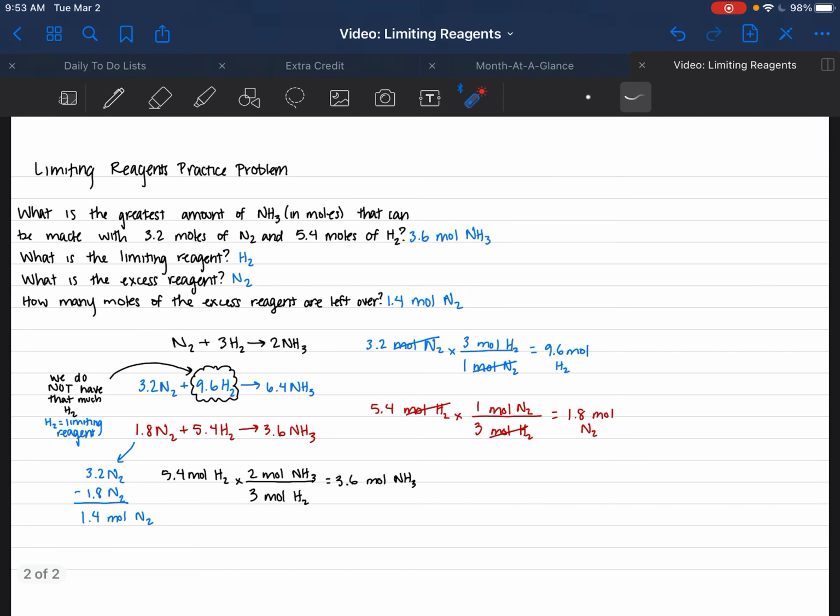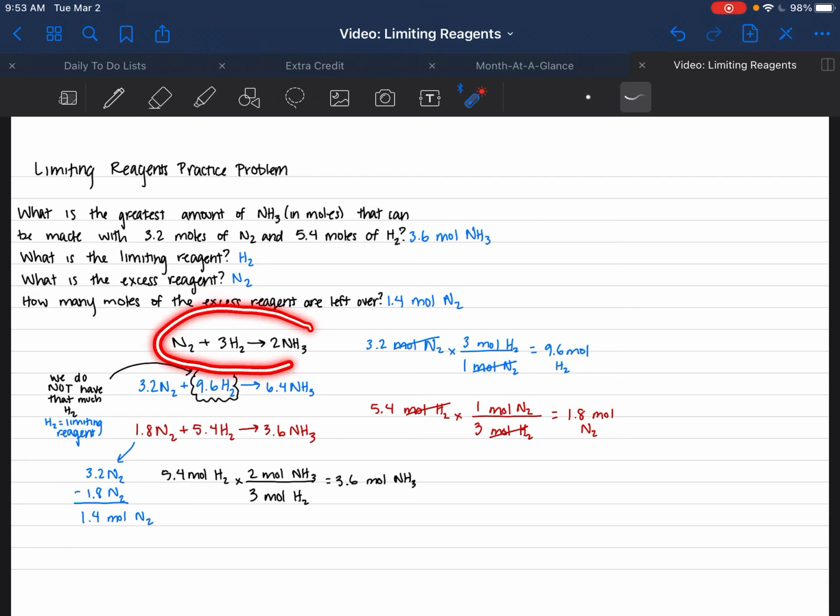So let's look at an actual example from chemistry. We are asking, what is the greatest amount of NH3 in moles that can be made if we have 3.2 moles of N2 and 5.4 moles of H2? What is our limiting reagent? What is the excess reagent? And how many moles of that excess reagent is left over? So once that reaction has to stop, how much do we have left?